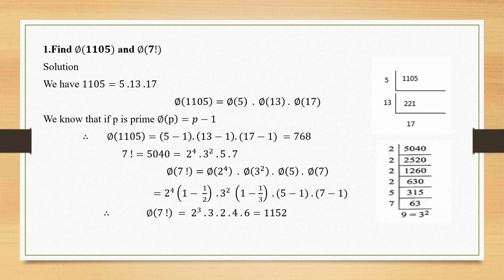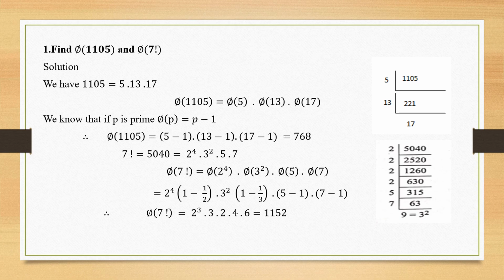Whenever I have the form p to the power of k, or a to the power of k, then phi will be a to the power of k into 1 minus 1 by a. Clear? So now 2 raised to the power of 4, I'll write it as such into 1 minus 1 by 2. And how will I decompose this 3 squared?